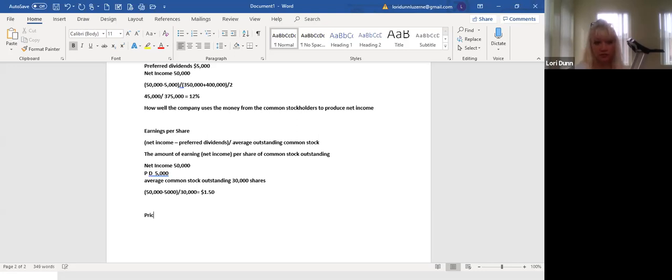The last ratio is called the price earnings ratio, and it's actually not in your book, but I like to talk about it because it's another ratio used by investors. And it's cited a lot in finance all the time. They call it the PE ratio. It's found by taking the market value of the stock, on the day of the balance sheet, one share of stock, and divide it by your earnings per share, EPS.